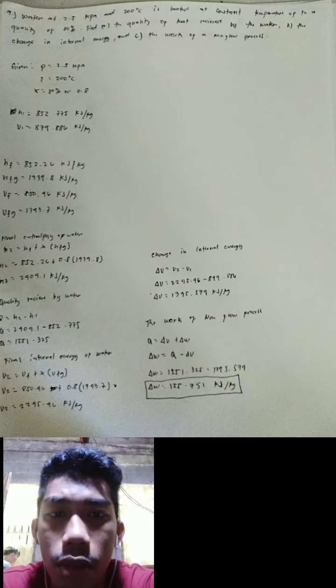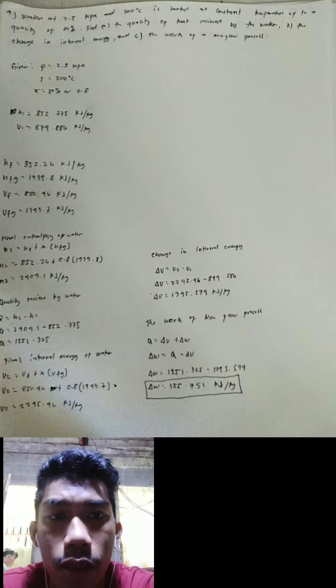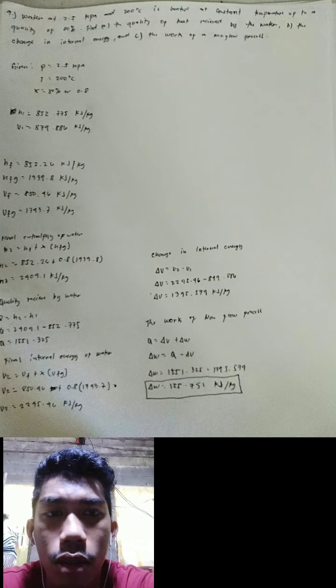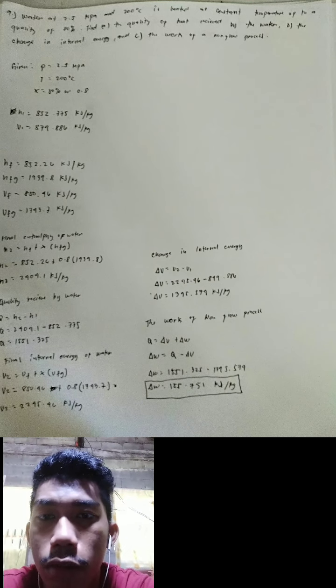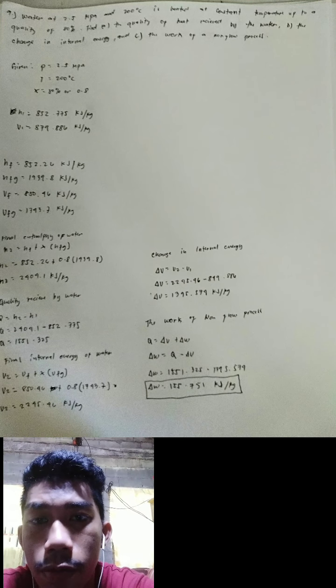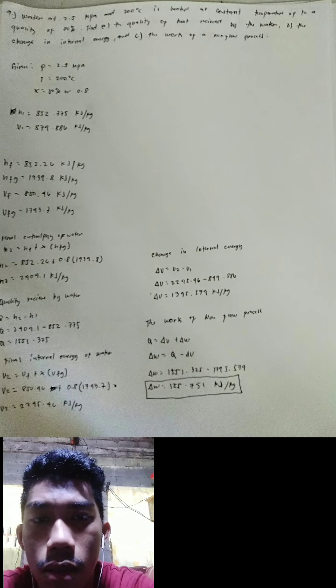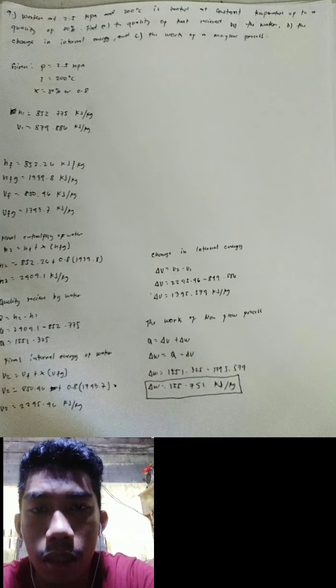From the steam table for compressed water, properties of water at 2.5 MPa and 200 degrees Celsius, the H1 is equal to 852.775 kilojoules per kilogram, and the V1 is equal to 879.886 kilojoules per kilogram.